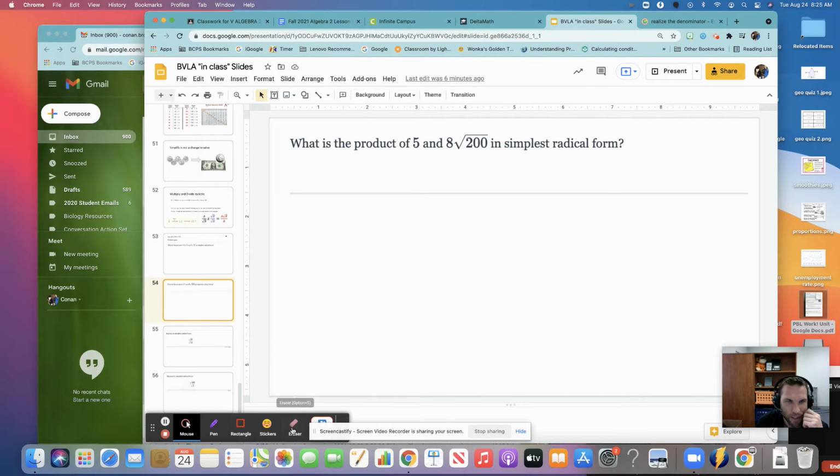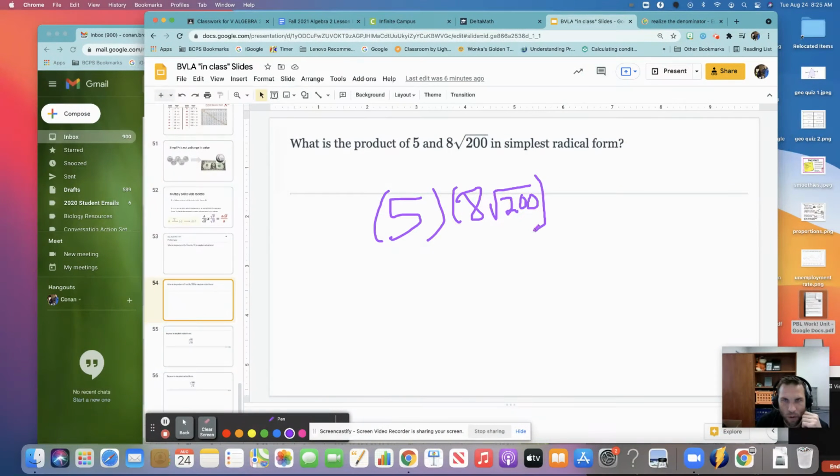Here's another one right here. So this is 5 times 8 root 200. Okay. And the outside numbers are 5 and 8, so 5 times 8 is 40. And the square root of 200 is just there.